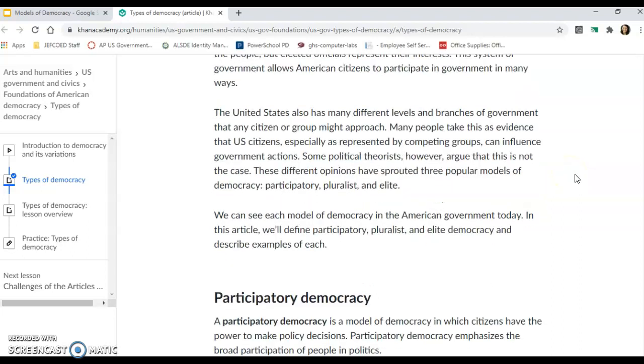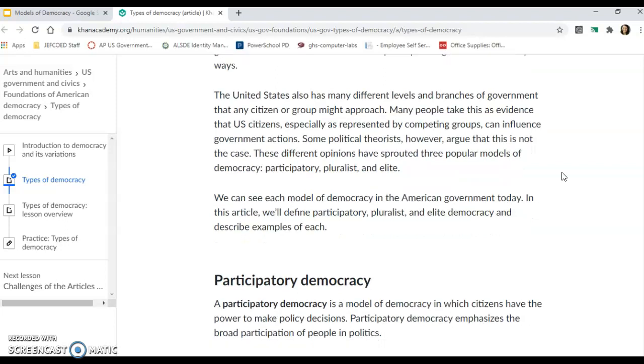The United States also has many different levels and branches of government that any citizen or group might approach. So if you're having an issue at the local level, you'll probably approach people at the local government. Many people take this as evidence that U.S. citizens, especially as represented by competing groups, can influence government actions. Okay, other people, though, argue that that's not really the case, and it's much more difficult to have that influence.